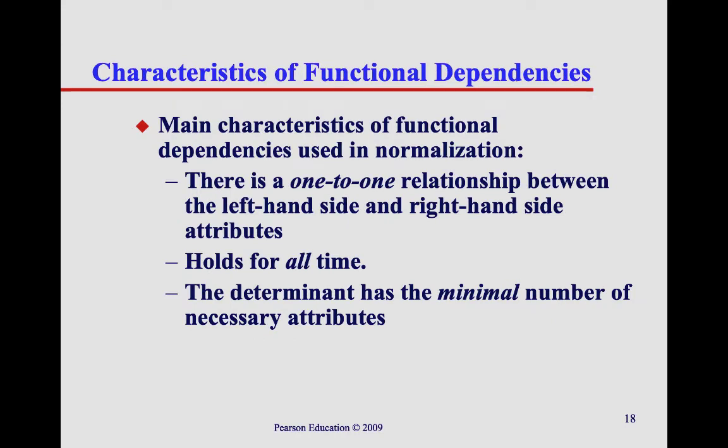Okay, so this is kind of just a summary of what a functional dependency must be. It's one-to-one, holds for all times, and is the minimum number of attributes in the determinant that's required in order to uphold the functional dependency. So, questions about functional dependencies?